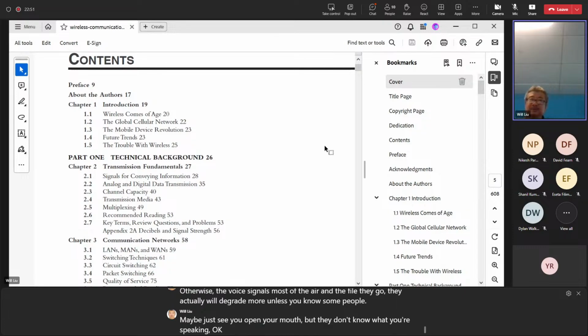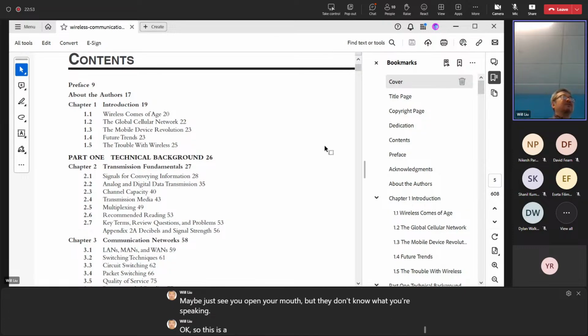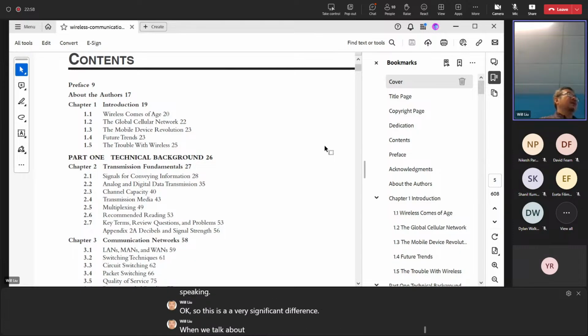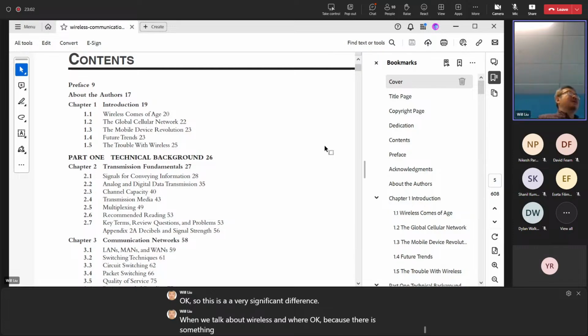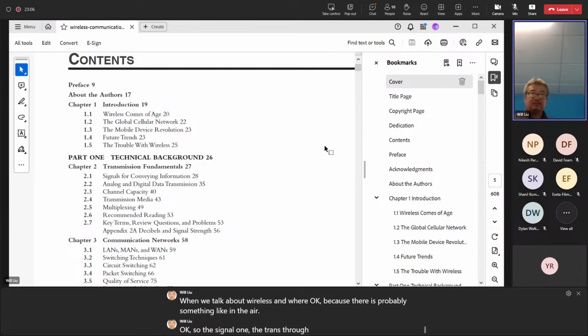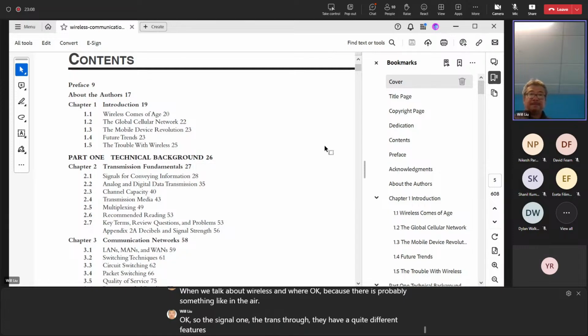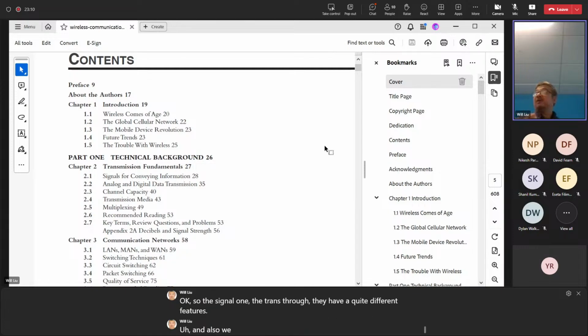So this is a very significant difference when we talk about wireless and wire. When we talk about wireless, we talk about something in the air, so the signals passing through have quite different features. And we will also talk about how, originally, we started from analog.